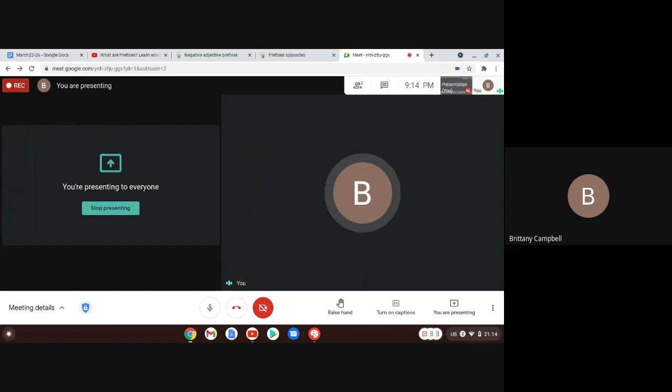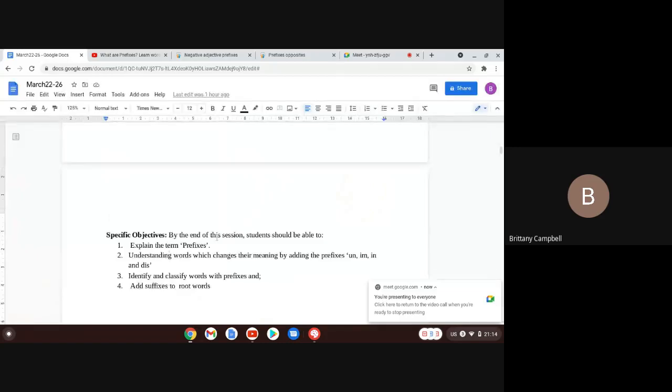All right, so by the end of this session, you should be able to explain the term prefixes. You should be able to understand the words which change their meaning by adding the prefixes un, im, in, and dis. You should be able to identify and classify words with prefixes and add suffixes to root words. All right, so those are our objectives for this session.